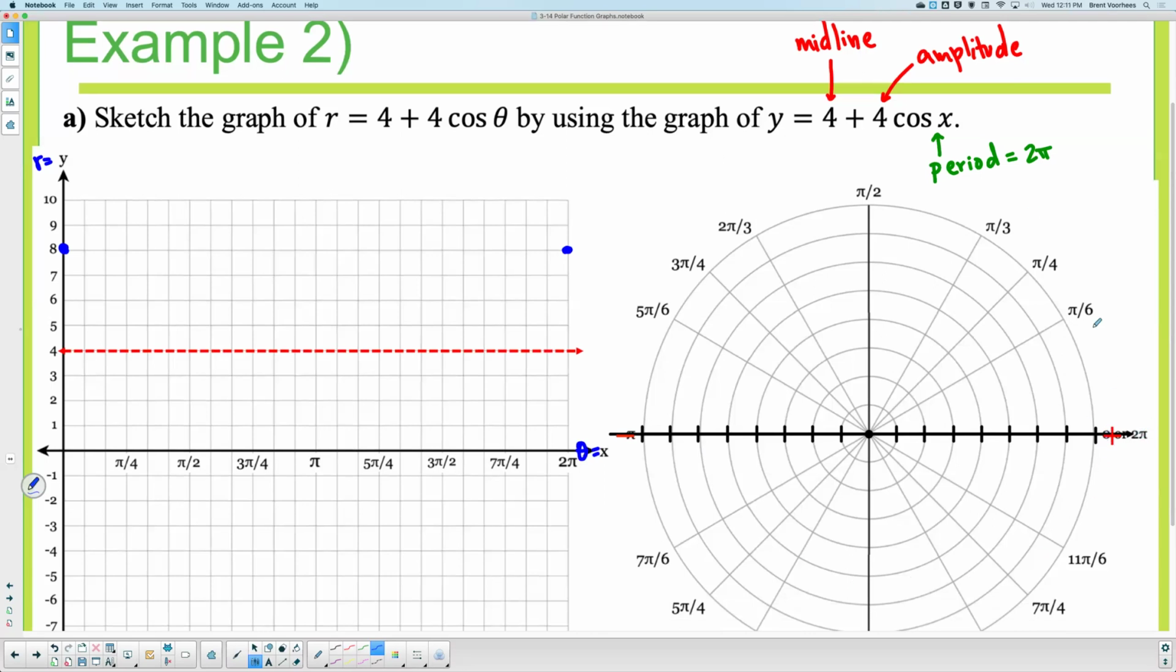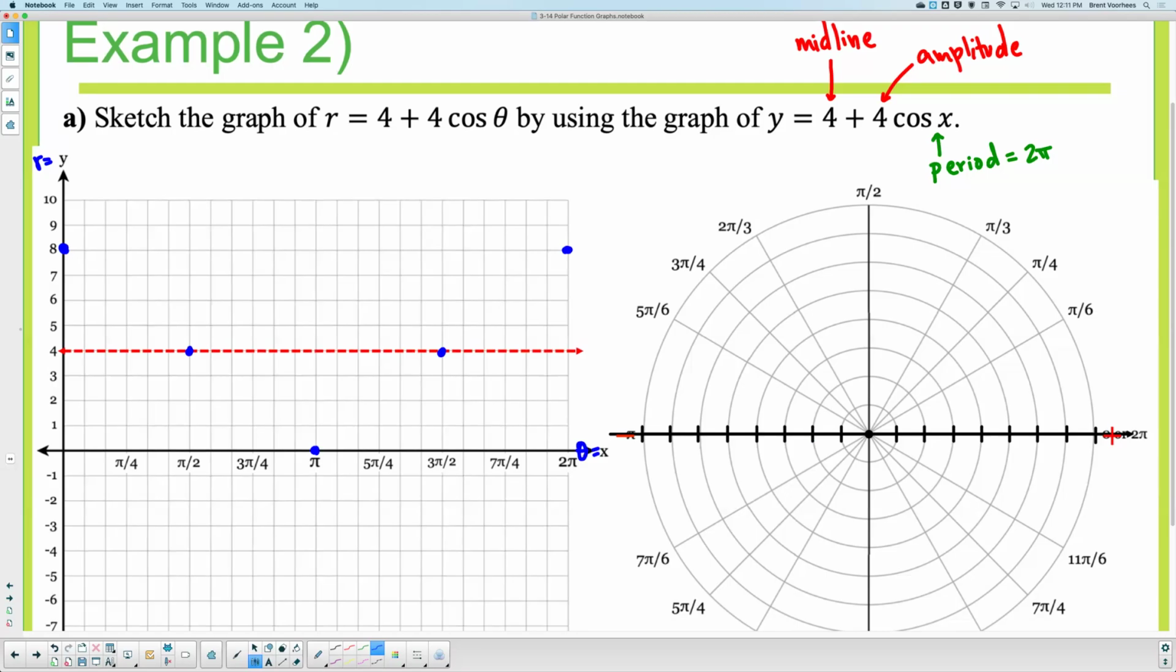Okay, when will cosine achieve its minimum? Where does the minimum occur? At pi. At pi, go over here and go 4 units down from the midline. Are we good? Now, at the in-between values, that's when you actually hit the midline. So what's in between 0 and pi? Pi over 2. At pi over 2, we're going to have a midline value. And at 3 pi over 2.